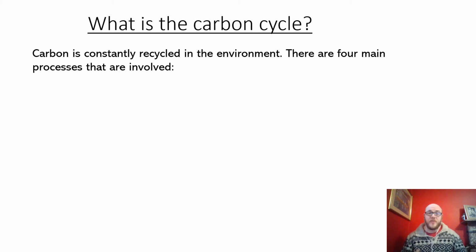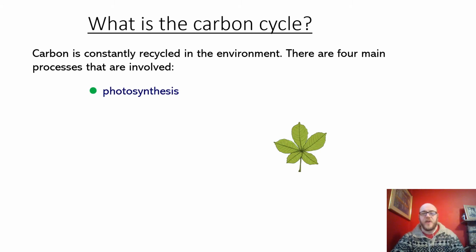Carbon is constantly recycled in the environment and the atmosphere, and there are four processes that are involved in getting this to occur. The first one is photosynthesis, and photosynthesis is the process of a plant making its own food from the stuff in its environment.